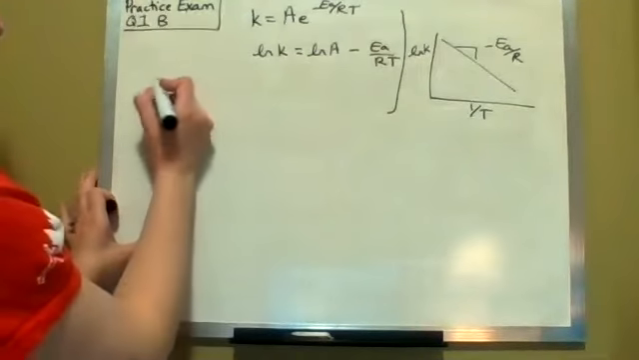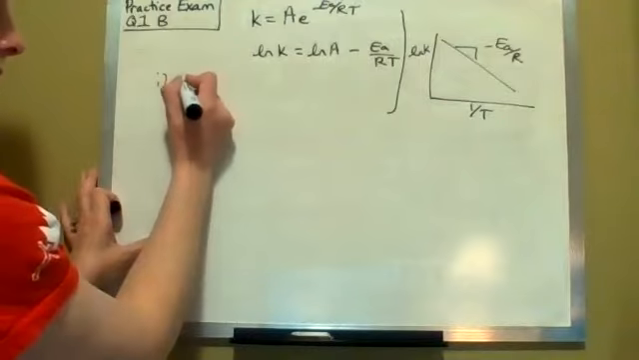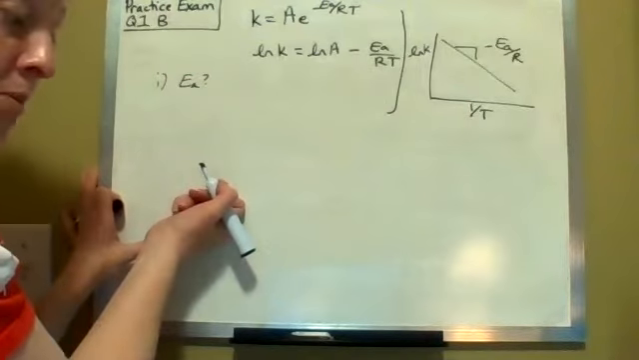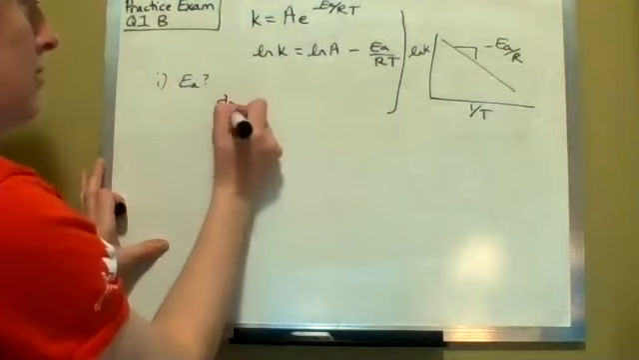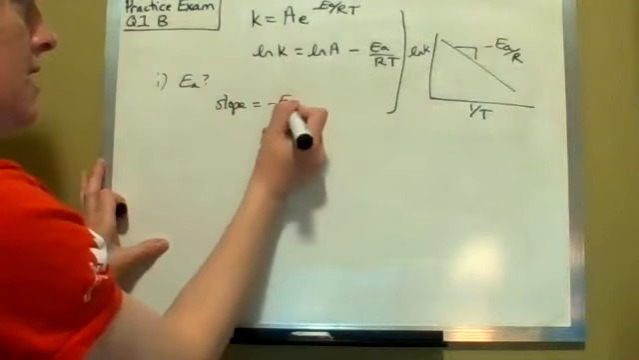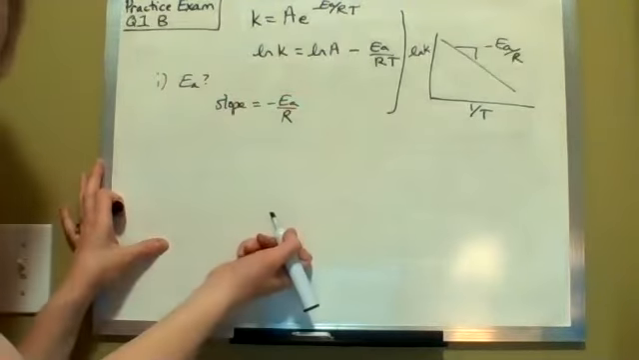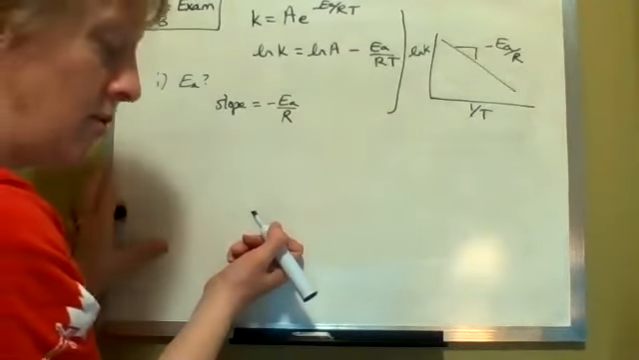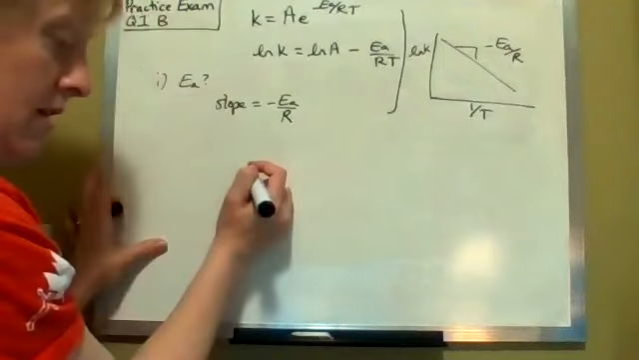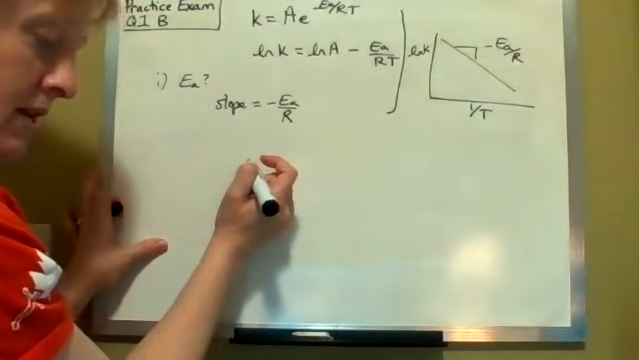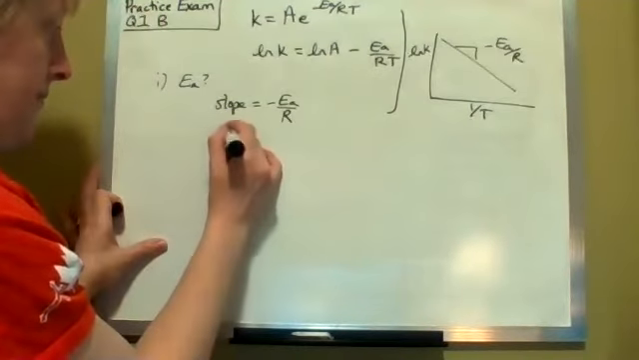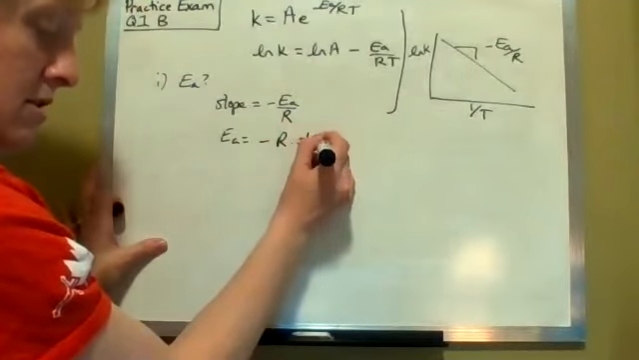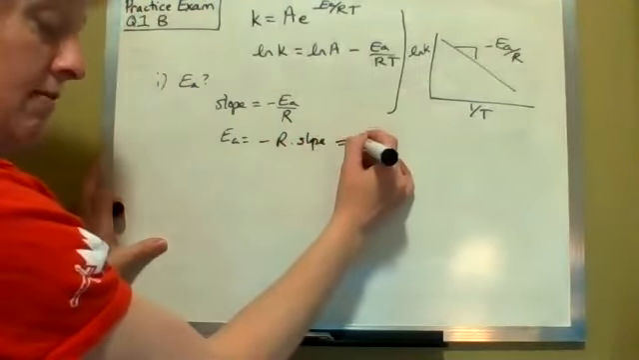So the first part of this question wants to know, what is Ea? So you're going to get that directly from the slope that you are given. So we know slope equals minus Ea over R. You know, R is 8.314 joules per mole Kelvin. So in this case here then, Ea is equal to minus R times the slope, which is going to give you a value.